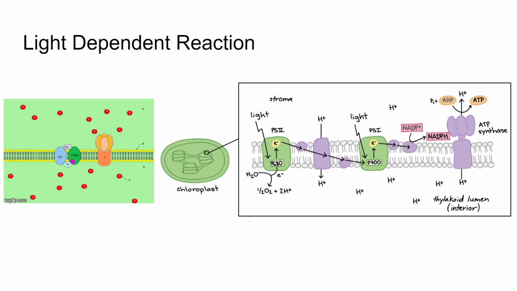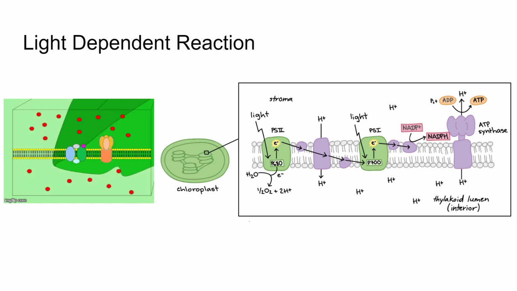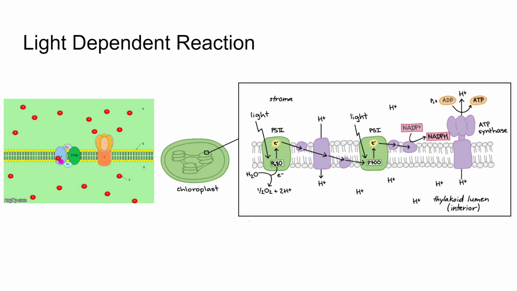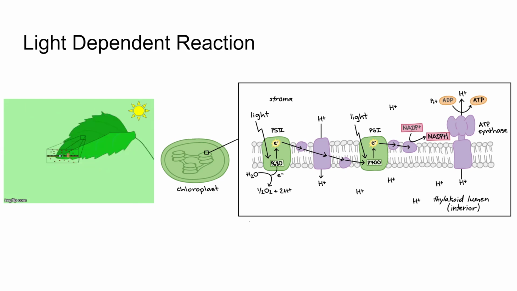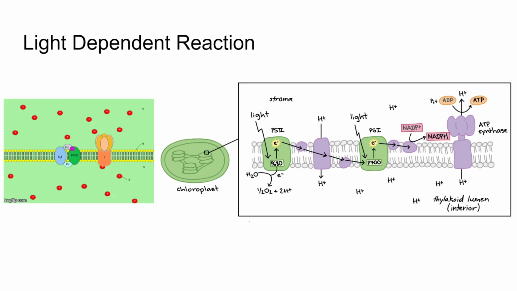The first step is light absorption in PS2. When light is absorbed by one of the many pigments in PS2, energy is passed inward from pigment to pigment until it reaches the reaction center. There, energy is transferred to P680, boosting an electron to a higher energy level. The high energy electron is passed to an acceptor molecule and replaced with an electron from water. This splitting of water releases the O2 that we can breathe.